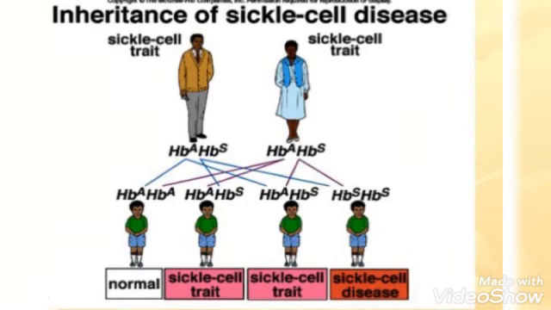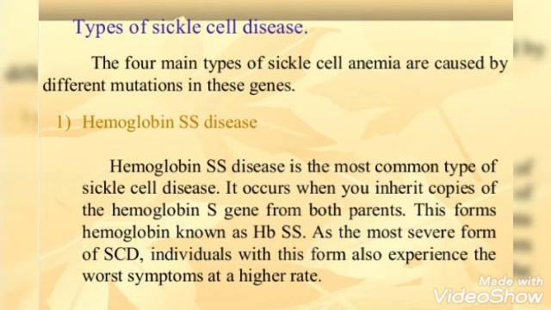Sickle cell anemia is a hereditary hemolytic disorder seen when both the parents are carriers. This means if both the parents have sickle cell trait, then the inheritance of two copies of HbS will cause sickle cell anemia in the offspring. There are four main types of sickle cell disease which are caused by different mutations in these genes. The hemoglobin SS disease is the most common type. It occurs when the person inherits copies of the hemoglobin S gene from both the parents.